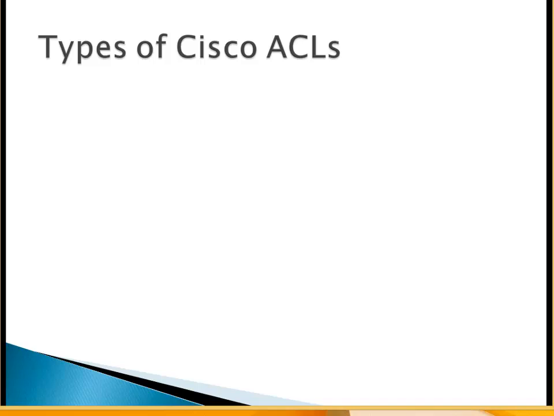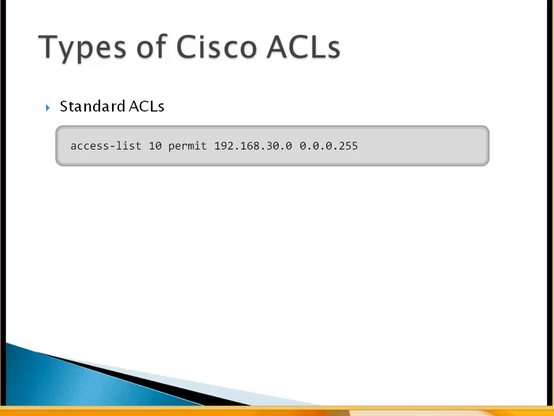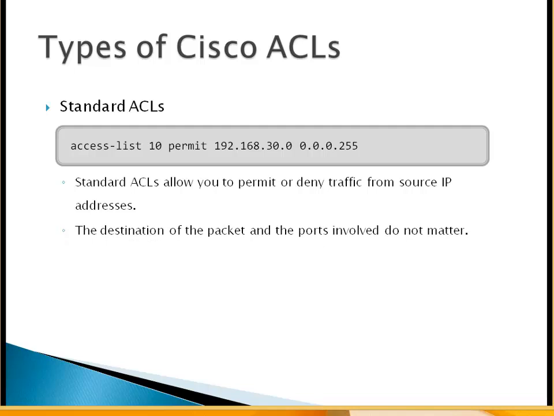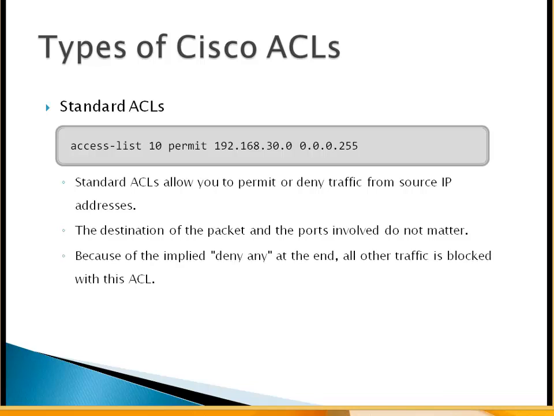Types of Cisco ACLs. First of all, we have the standard ACL. A standard ACL, for example, goes access-list, then the number, then permit or deny, and then the source address with a wildcard mask. A standard ACL allows you to permit or deny traffic from the source IP address. So it looks only at the source IP address. The destination of the packet and the ports involved do not matter on the standard list, only the source. Because of the implied deny any at the end, all of the traffic is blocked with this ACL. So it's a hidden deny any at the end, implicit deny.